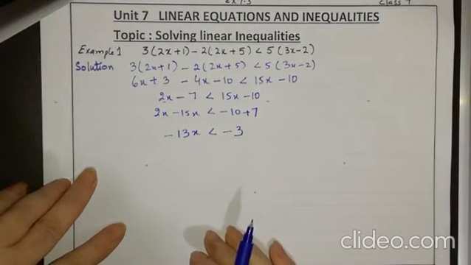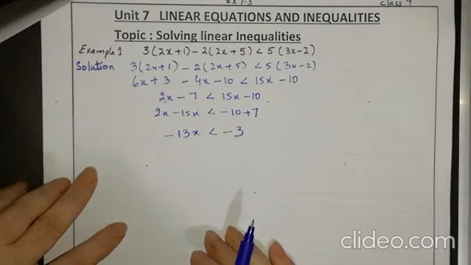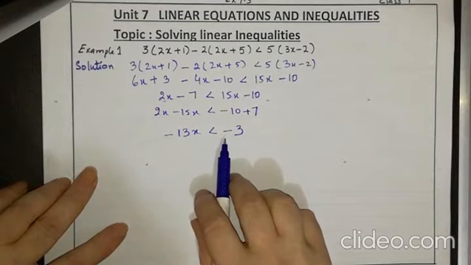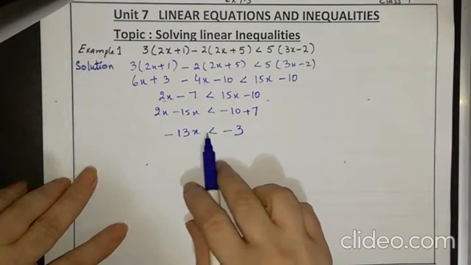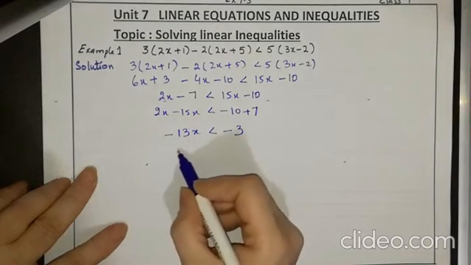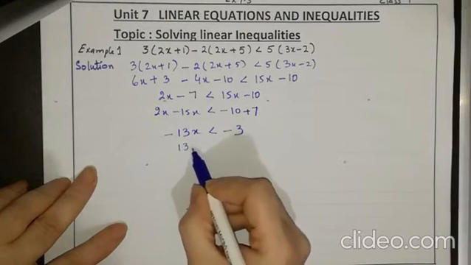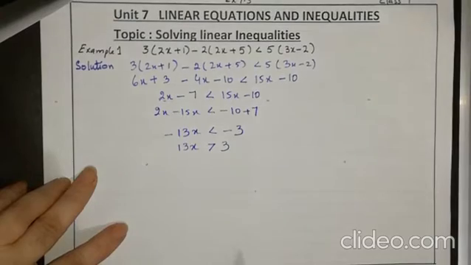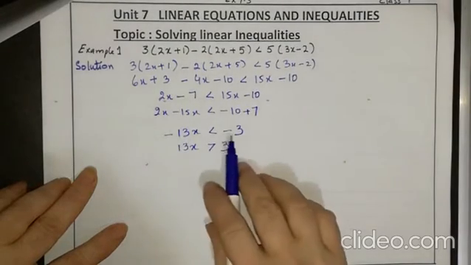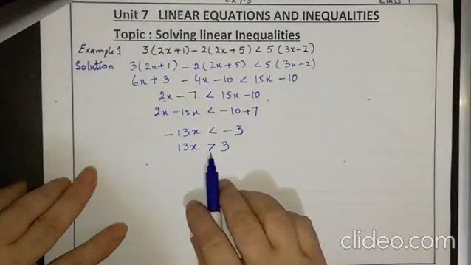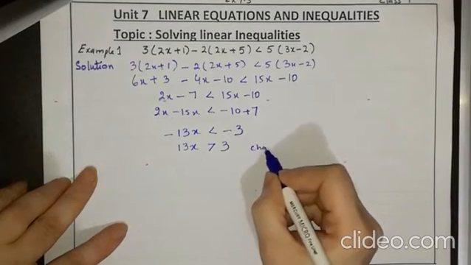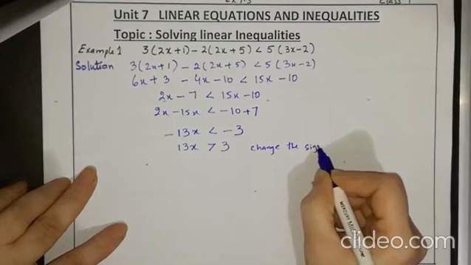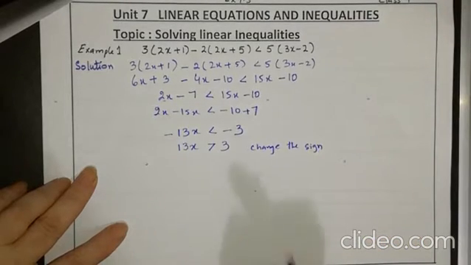Now apply the multiplicative property, second law. When you multiply by minus 1 to both sides, you have to change the sign. So multiplying both sides by negative 1, 13x is greater than 3. So I am multiplying both sides by negative and also changing the sign. So do not forget to change the sign.